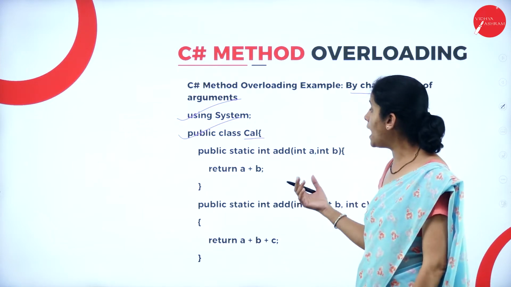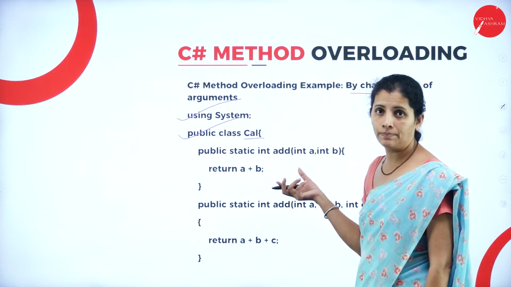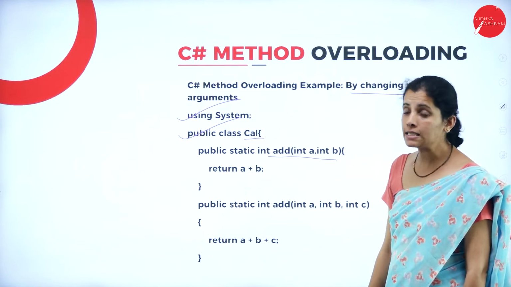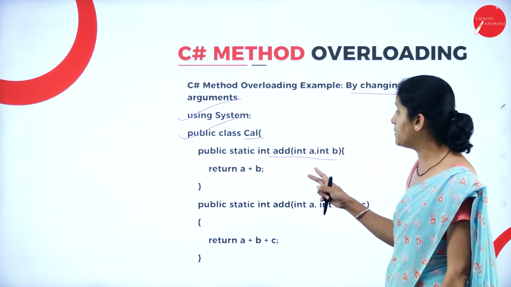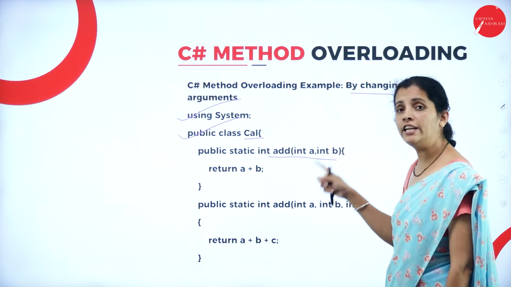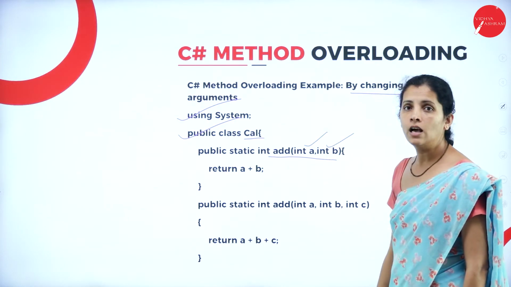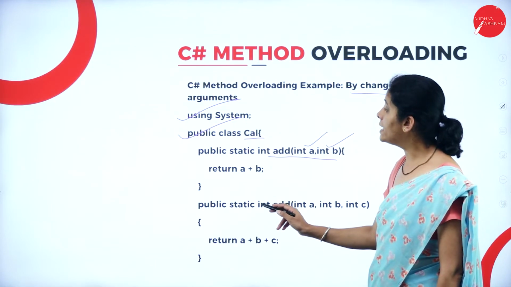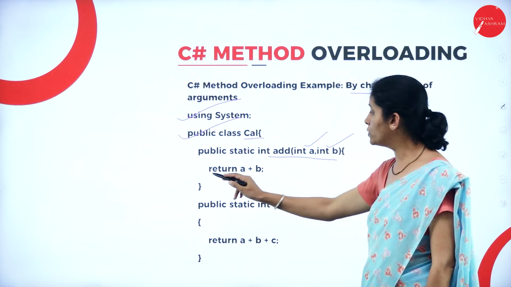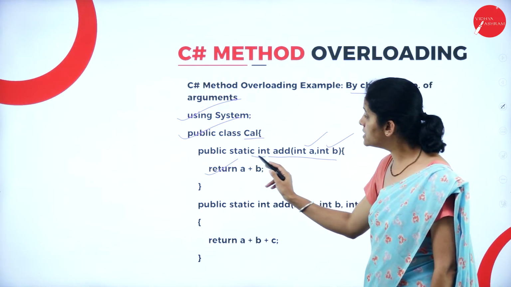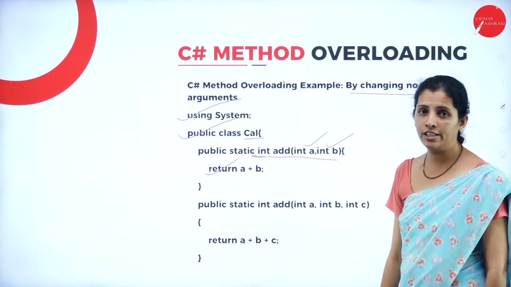Now I'm going to have my method. This method is capable of accepting two variables of type integer, that is integer A and integer B. After that, I'm going to add A and B and return the value, because I have specified the return type integer.